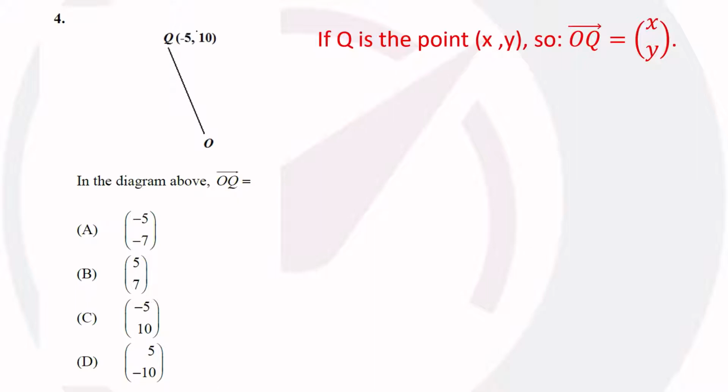Alright, question 4, the same concept. In this case, we have a position vector OQ where it goes 5 places to the left, that's -5, and 10 places up, that's +10. So OQ in column vector style is -5, +10, and that matches C.